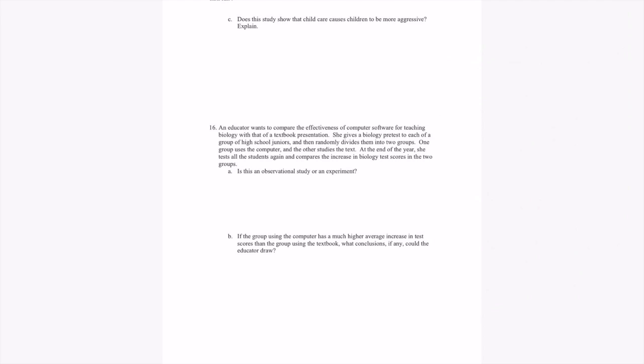And we want to know if the amount of learning for one type is more than another. So this would be an experiment simply because the teacher is imposing a treatment: a textbook presentation versus a computer presentation, and looking at the comparison of those 2 things. If the group using the computer has a much higher average increase in test scores than the group using the textbook, what conclusions, if any, could the educator draw? So I want you to think about this one, and this will be what you bring to class. Thank you very much.